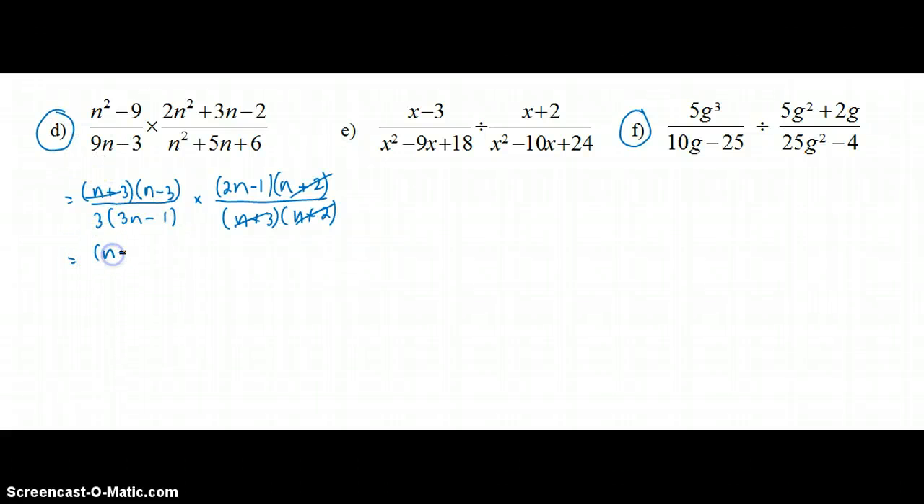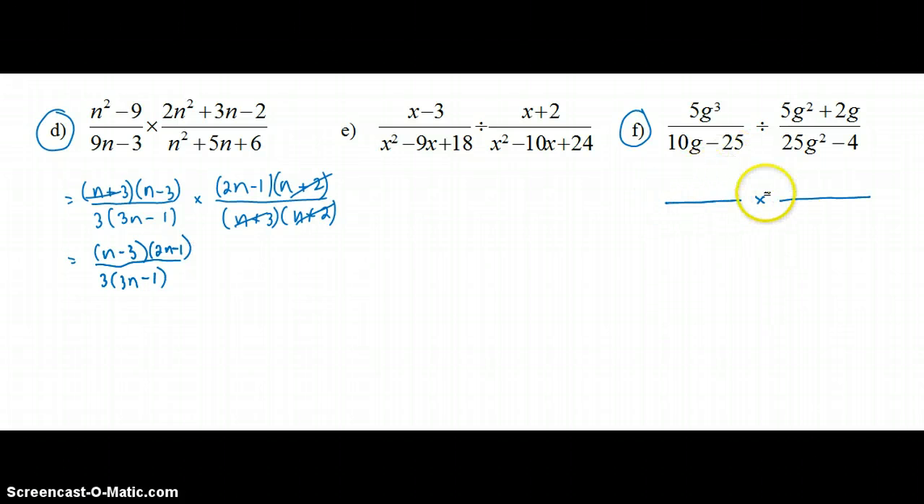N minus 3 times 2n minus 1 over 3 times 3n minus 1. So what do you see? Well, that's it. Doesn't reduce any more than that.